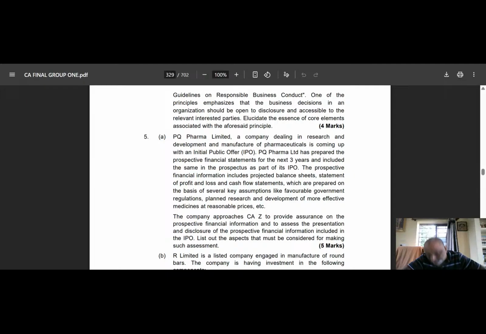For this, the answer is: see, this question speaks about when assessing presentation and disclosure of the prospective financial information and the underlying assumptions, in addition to the specific requirement of any relevant statutes, regulations, as well as the relevant professional pronouncements. It needs to be considered whether the presentation of the prospective financial information is informative and not misleading.